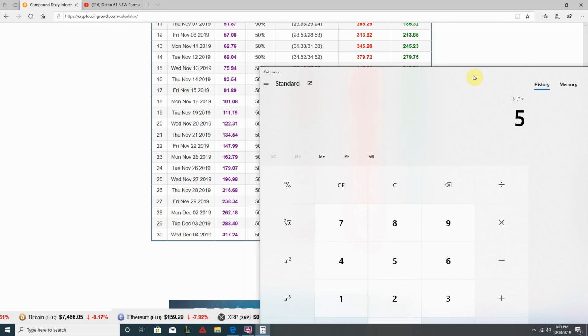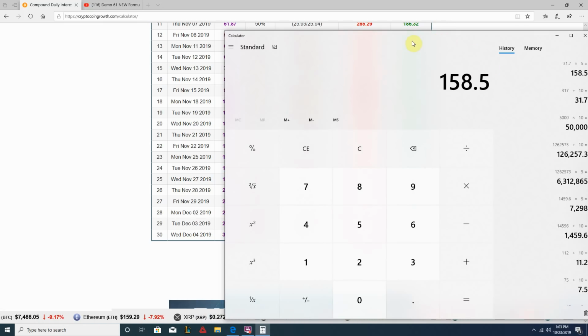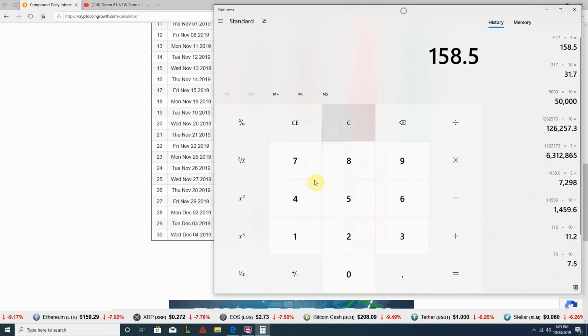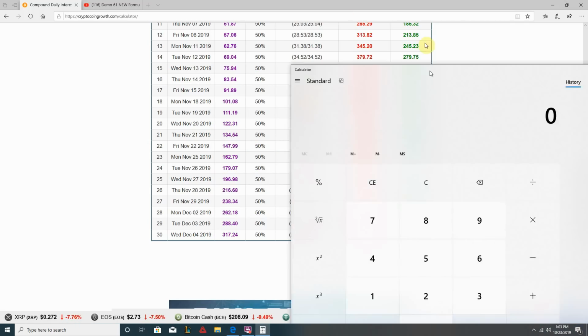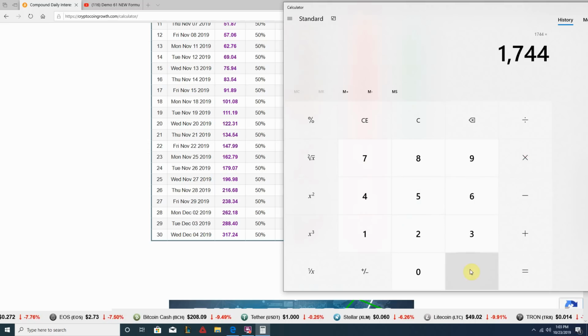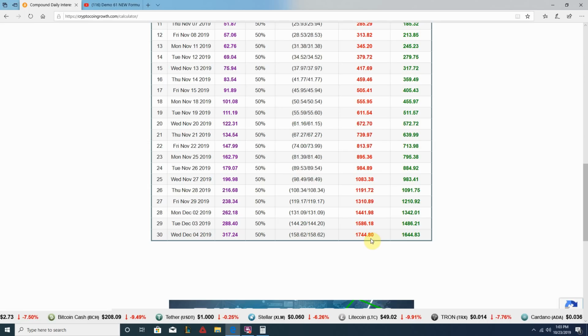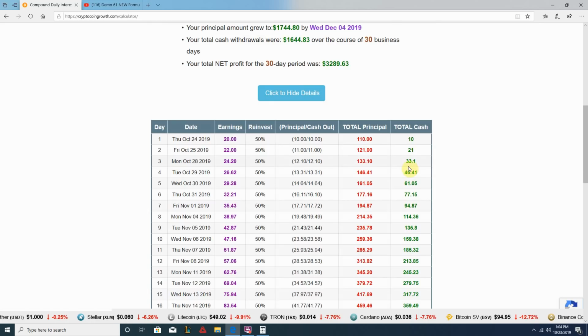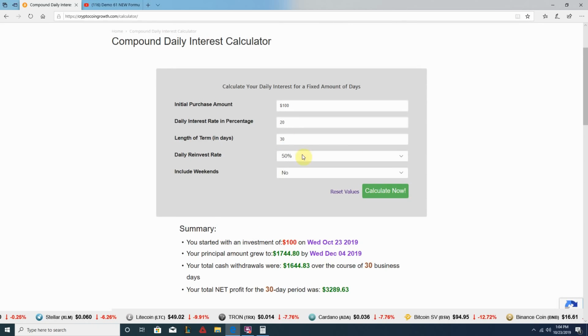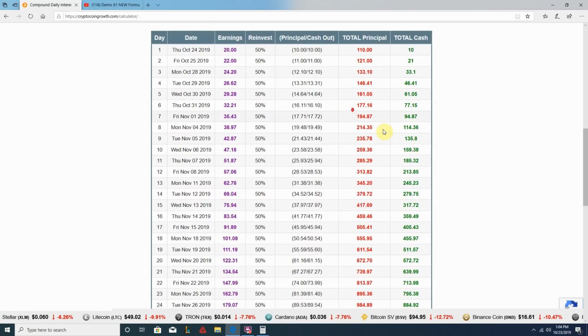Times that by 5, y'all. What is that? 158. You know what 1744 divided by 0.1 is? Oh, my bad. That's not right. 1744 times 0.1. 174. So that's 10%. Like that's less than 10%. You know? So it's not like you're risking 100% of your account, but with these type of trades where you're getting 10 pips and you do it for 30 trades, you actually come out with $3,000.